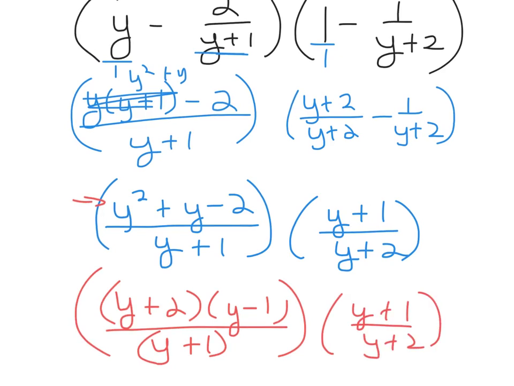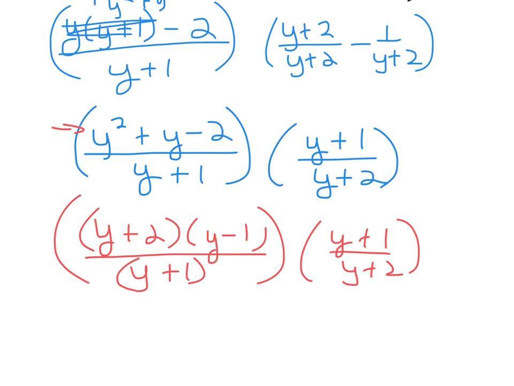Now I'm going to look for things to cancel. Notice I can cancel a y plus 2 and a y plus 2, a y plus 1 and a y plus 1, leaving me with y minus 1 as my answer.